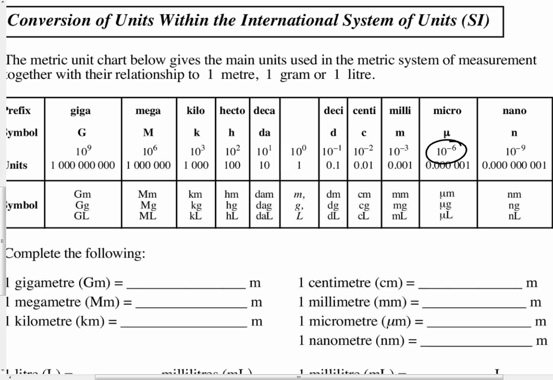There's 1,000 micrometers in 1 millimeter. And 1,000,000 nanometers in 1 millimeter. Yay! Okay, so we're going to skip over to example 3, really quickly.